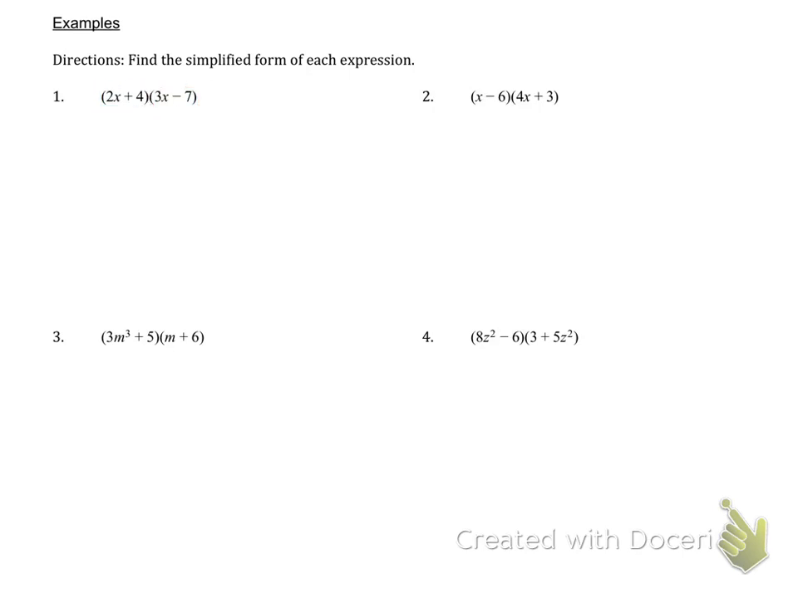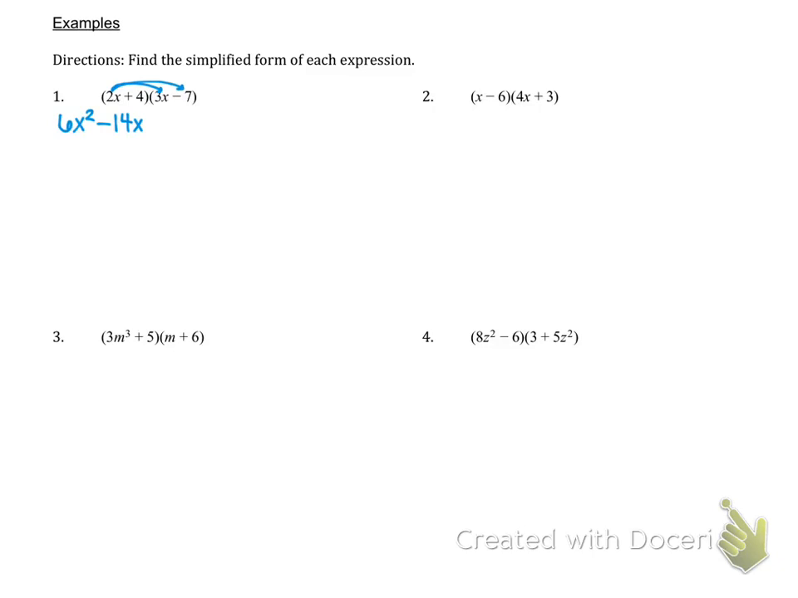So let me show you what I mean by this. So I'm going to start with 2x, and I'm going to multiply that by everything in the second set of parentheses. So let's do that first. So 2x times 3x is 6x squared. And then 2x times a negative 7 is a negative 14x.